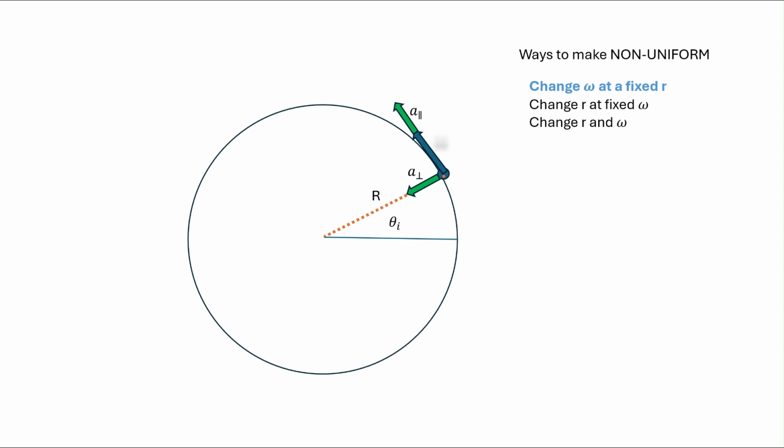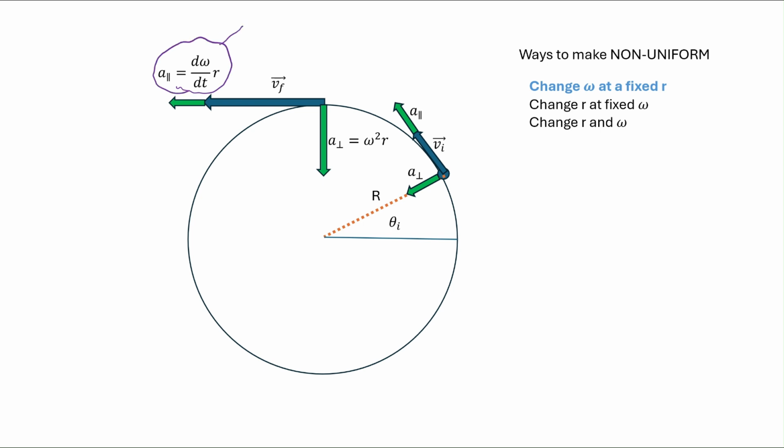So if I do that sometime later, I'll have a longer velocity arrow because I accelerated in the parallel direction, and later I'll have that same acceleration in the parallel direction. Now, if you look here, you'll see that I made the perpendicular acceleration bigger, and that is not by accident. The perpendicular acceleration has to get bigger. Why does it have to get bigger? Well, I increased the size of omega.